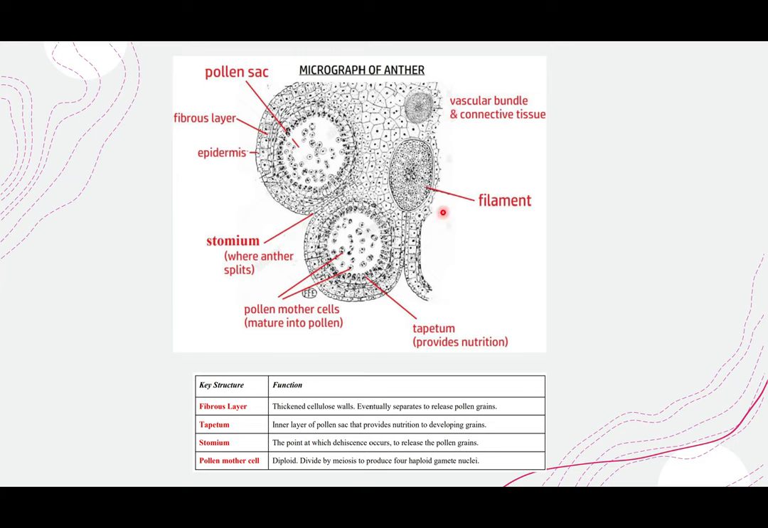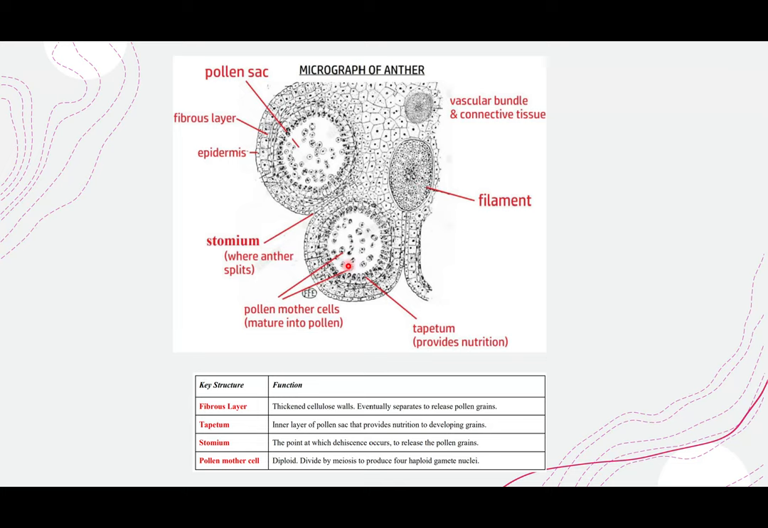We have the filament itself as well. The filament is filled with fibrous tissue. It's just a stalk that supports the anther and props it into the air. Looking here now, we have a general pollen sac. It's surrounded by a fibrous layer as well, and within it we have what we call the tapetum.